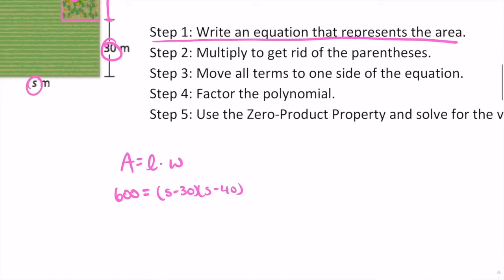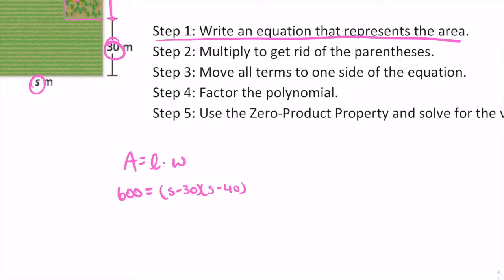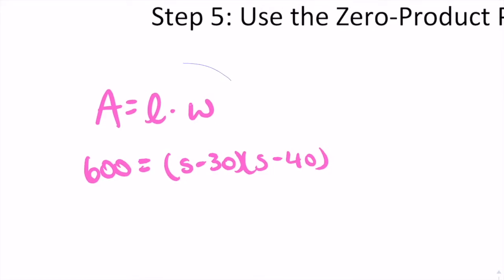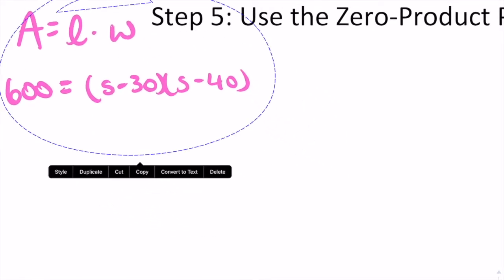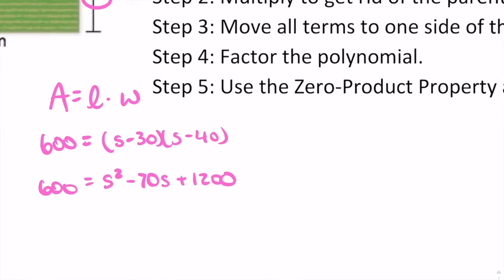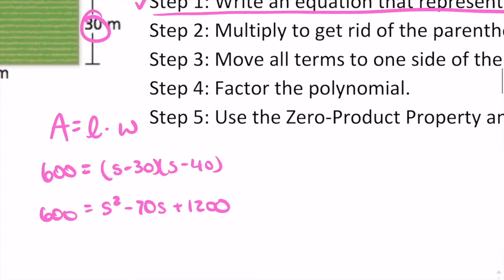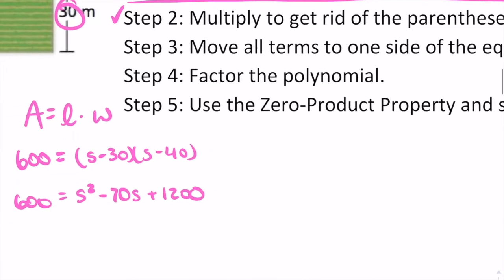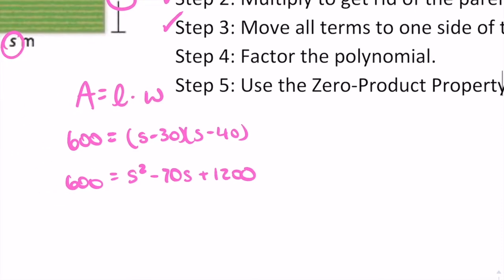Step 2, multiply to get rid of the parentheses. Hopefully you remember, how do I multiply binomials? You have to use FOIL. There is no other way you can solve this other than FOIL. So on the right side, I have to get rid of all parentheses first. If I were to do that, you get S squared minus 70S plus 1200. Excuse me, this is equal to 600. So that is step number 2. Step number 3, move all terms to one side of the equal sign. Let's do that. Well, so minus 600.